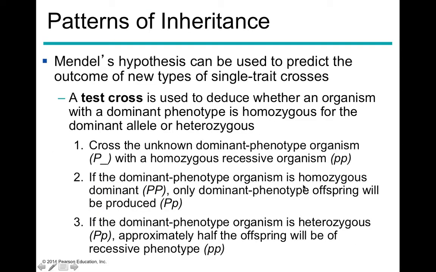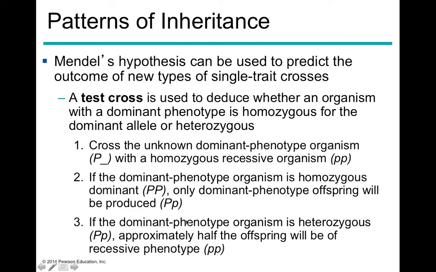So we do something called a test cross. A test cross is used to deduce if an organism with the dominant phenotype, in this case purple, is homozygous or heterozygous for that dominant allele. Basically, you're going to cross it with a homozygous recessive organism, right? If you cross it with the white plant, then you're going to know in the next generation. Because if you have the homozygous dominant, you're going to have all purple, since this one can only make purple sperm and purple eggs, and those are always going to dominate, right?